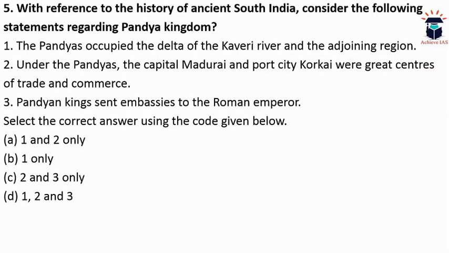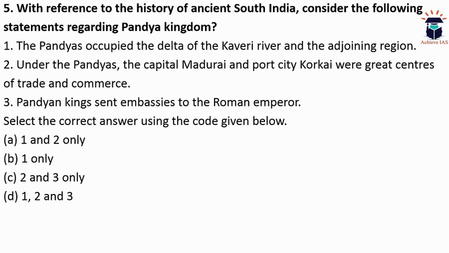You know that during ancient times, there were three main kingdoms in South India, that is Cholas, Cheras and Pandyas. The Pandyas were in the extreme south, the Cholas were above them in the Kaveri Delta region, and the Cheras were on the western coast, that is the Malabar region. So we have to consider the statements.